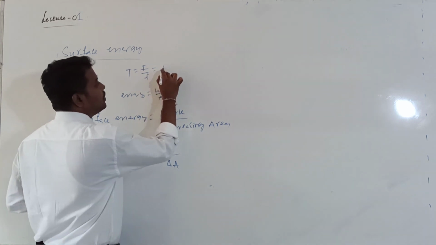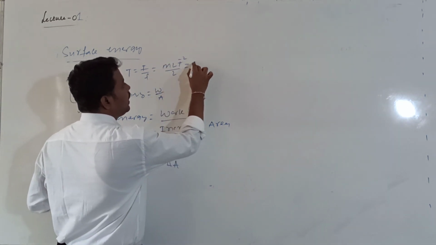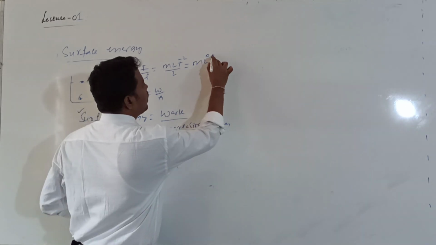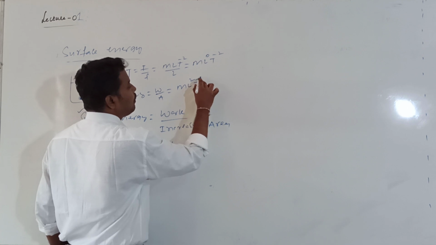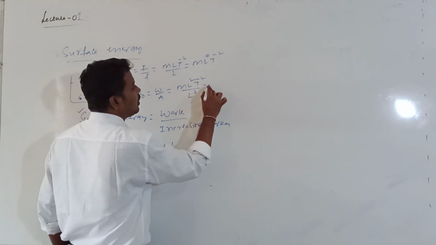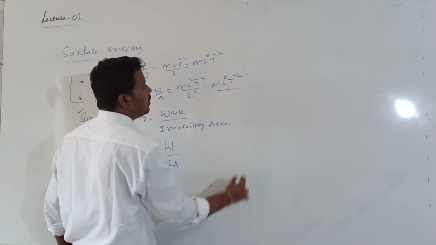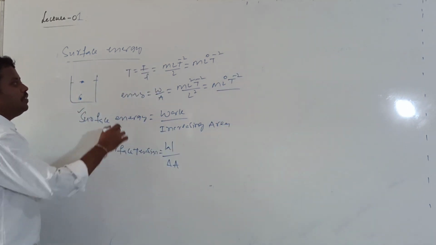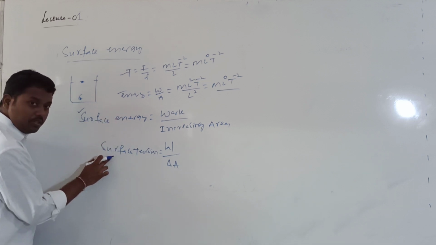The force dimension formula is M L T^-2 divided by L. So what will I get? M L^0 T^-2. Here, the work done dimension formula is M L^2 T^-2 divided by L^2. What will I get? M L^0 T^-2. Are you getting it? So the dimension formulas of both are the same. That's why surface energy is numerically equal to surface tension.